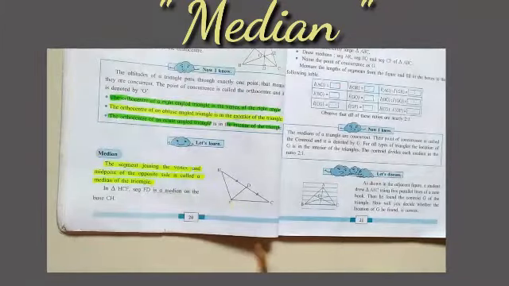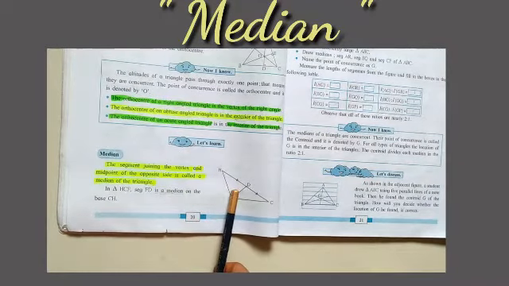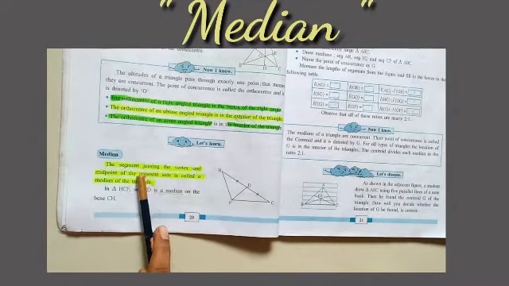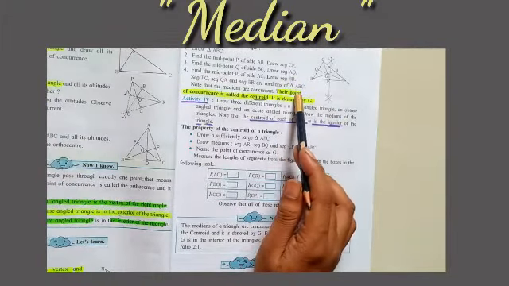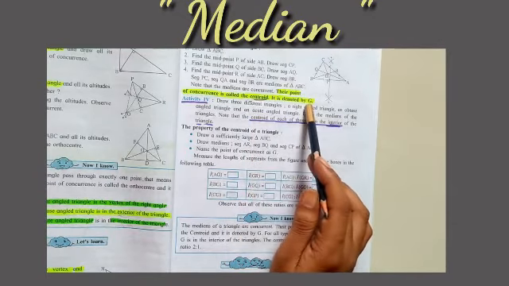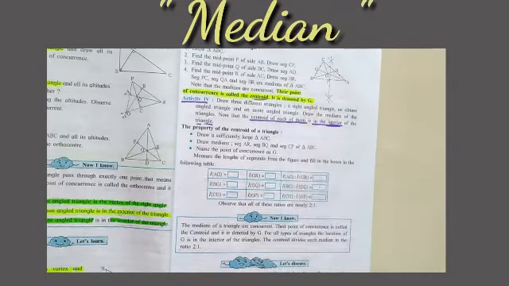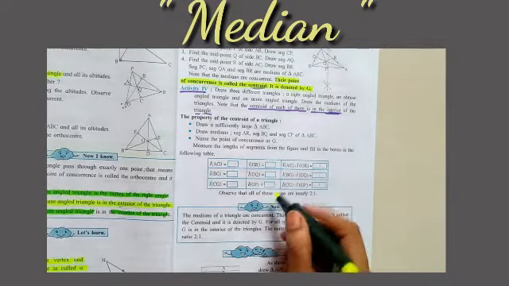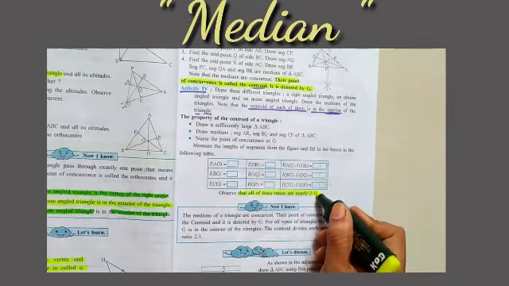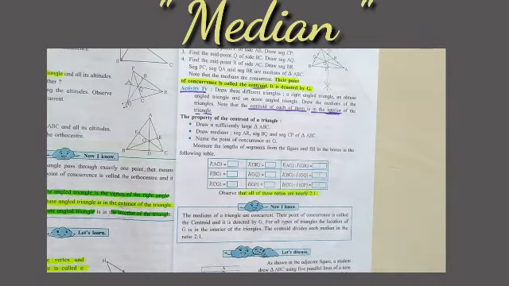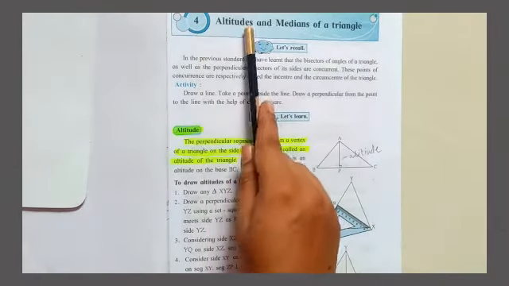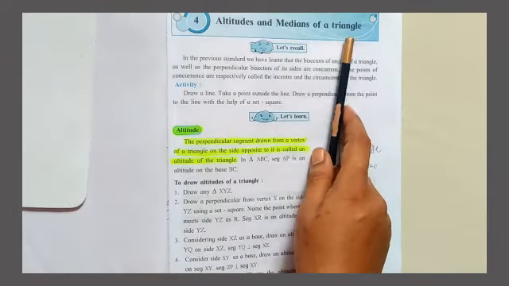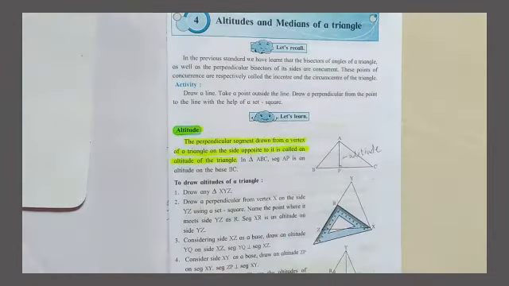In your classwork notebook, you have to draw the diagram of the median, then its definition, and then write this most important point regarding the centroid, denoted by the letter G, and the last most important property of the triangle regarding the median. Students, this way we have learned two most important concepts from unit 4, that is altitude and median of the triangle.